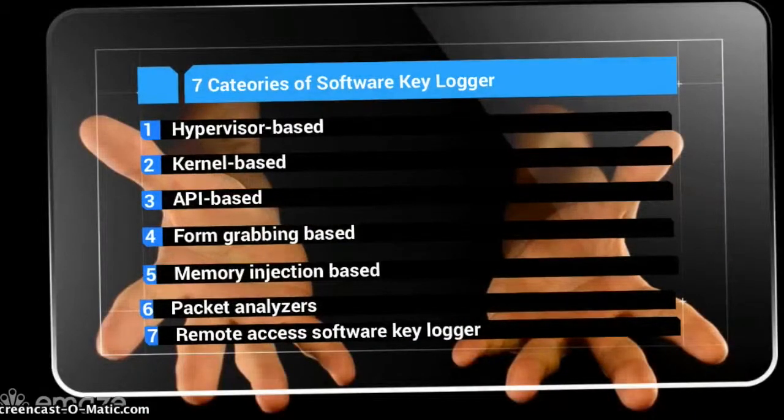Seven categories of software keylogger. First one is hypervisor basis. Second one is kernel basis. Third one is API basis. Fourth one is form grabbing basis. Fifth one is memory injection basis. Sixth one is packet analyzer. Seventh one is remote access software keylogger.